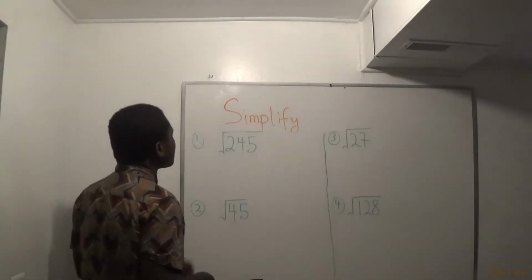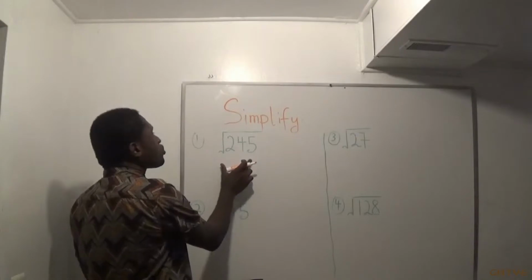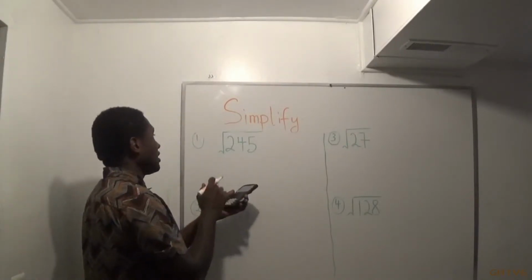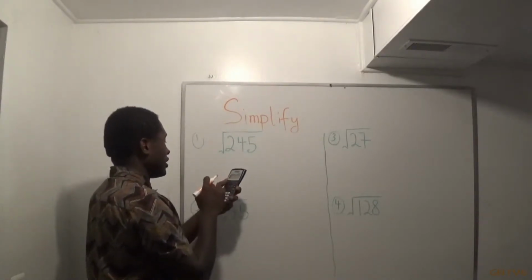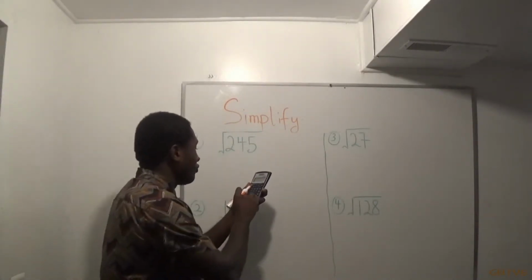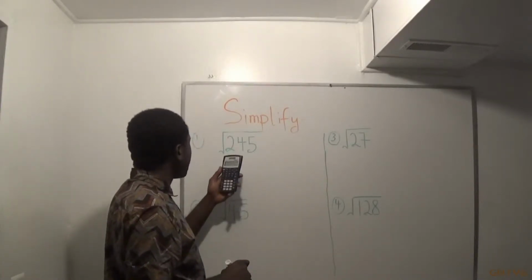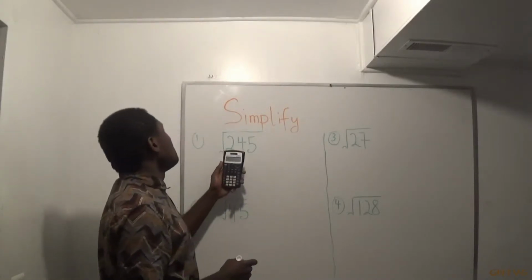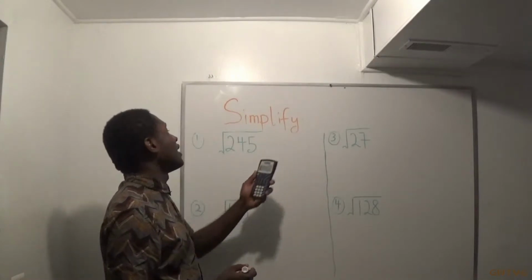So how am I going to simplify these square roots? This is the square root of 245. The first thing I do is see if this is going to give me a whole number. So what is the square root of 245? Is it a whole number or a decimal? It's a decimal. I see it says 15.65. If it was a whole number, I would have put that down as my answer.